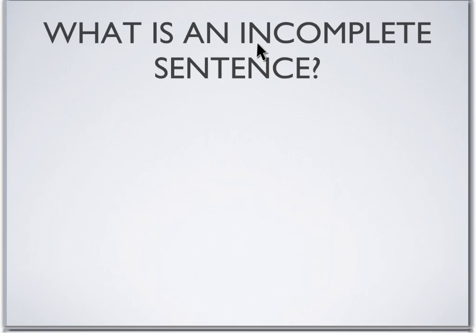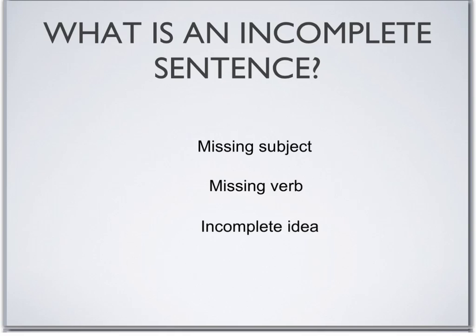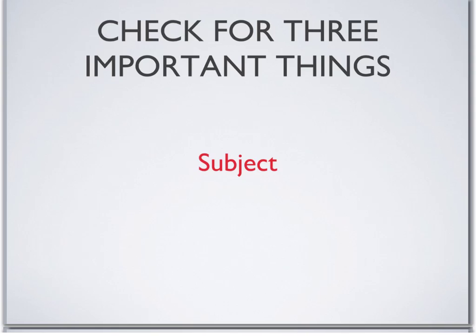An incomplete sentence is a sentence that's missing one of its parts. It might be missing the subject, it might be missing the verb, or it might have an incomplete idea in the sentence. To make sure we have a complete sentence, we need to check for three important things. The first thing is the subject.